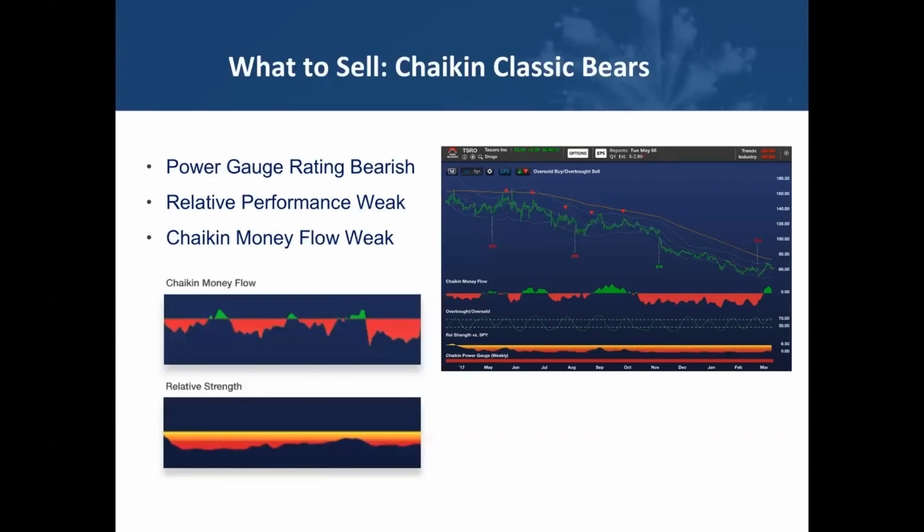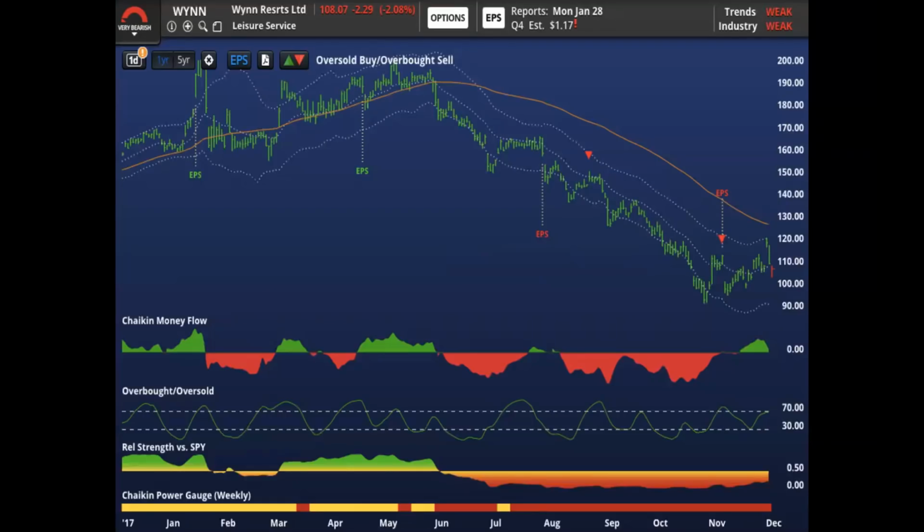What is a classic Chaikin bear? It's just the reverse. Power gauge rating is bearish, telling you that the stock has poor fundamentals, underperforming the market. Chaikin money flow is red, not green, telling you that institutions are selling the stock. So again, let's look at the chart from the bottom up. Power gauge rating for Wynn Resorts, bearish.